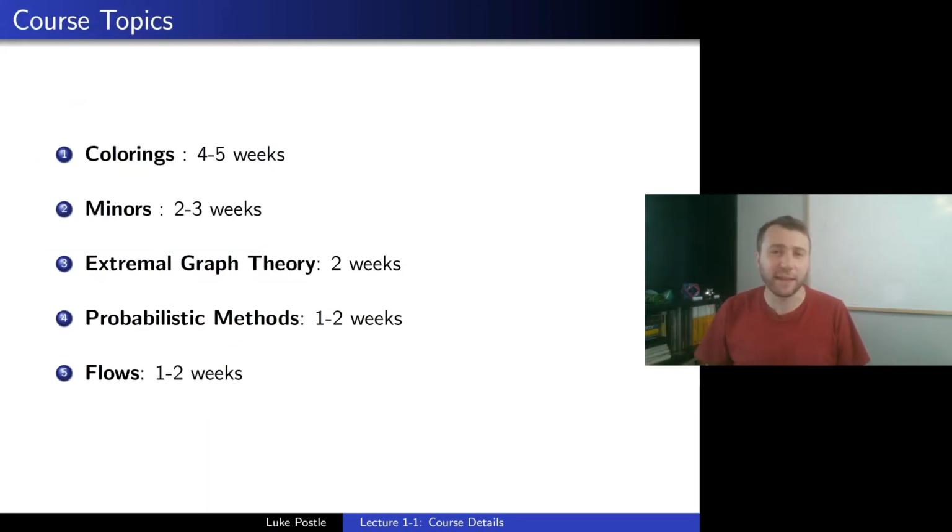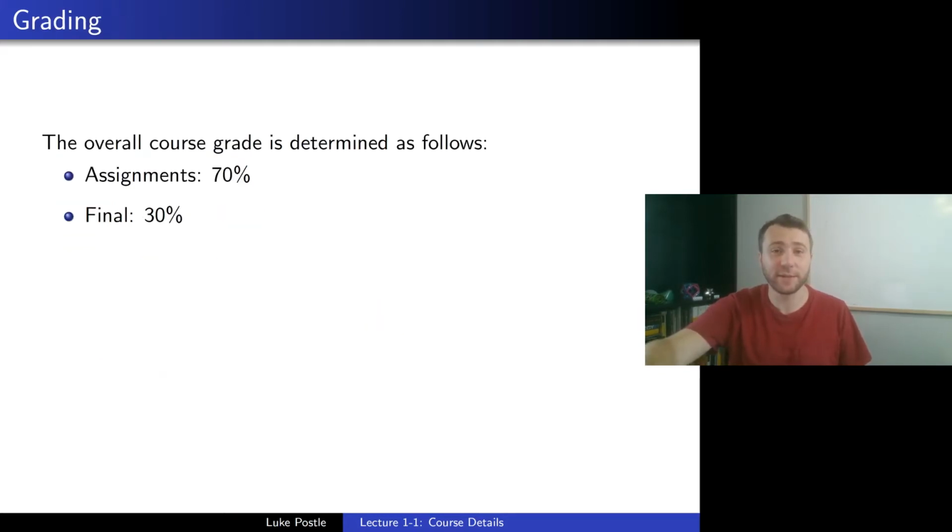As for this class, the course topics we're going to cover are as follows. Number 1, we'll be doing colorings. That's for about 4 to 5 weeks of this 12-week class. Then we're going to be going on to minors. That's for about 2 to 3 weeks. Extremal graph theory for about 2 weeks. Probabilistic methods, 1 to 2 weeks. And then flows, 1 to 2 weeks.